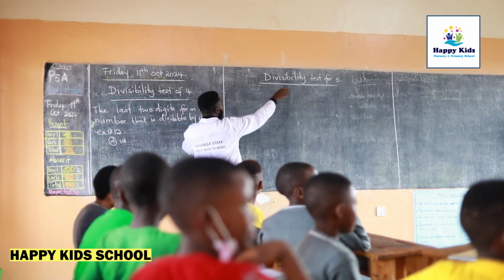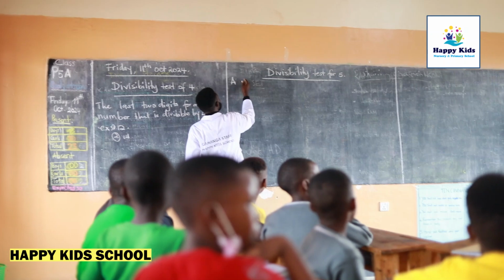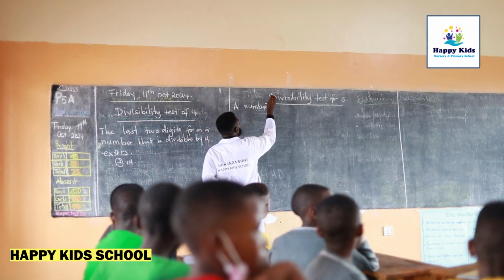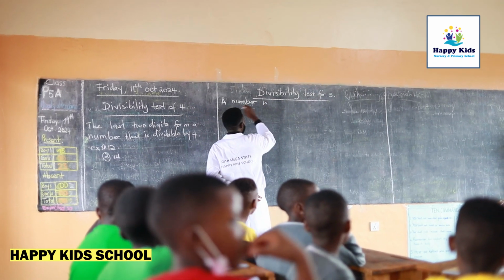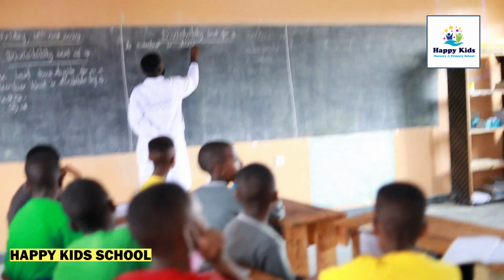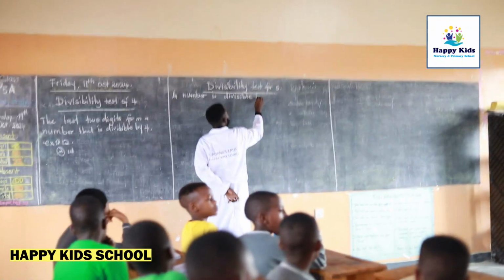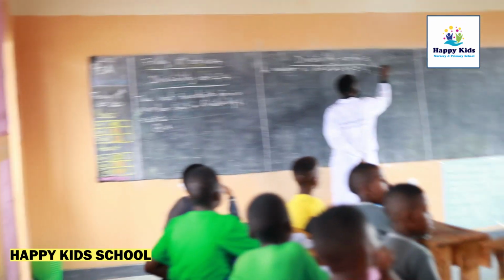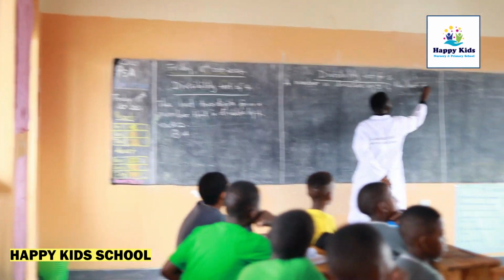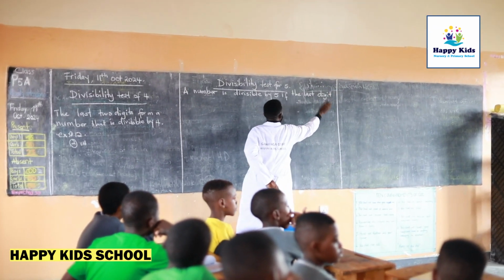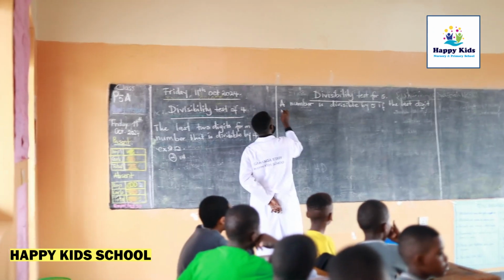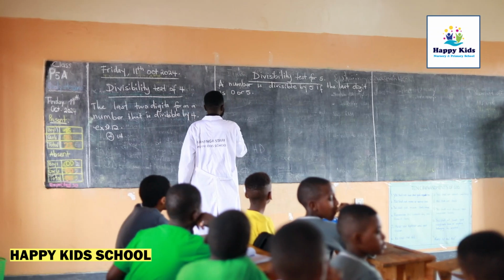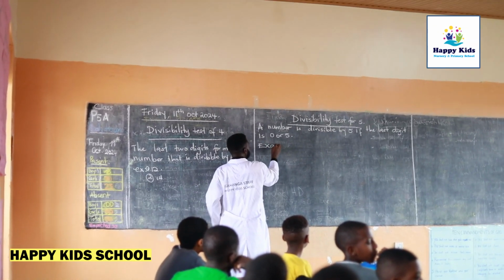So, for a number to be divisible by 5, a number is divisible by 5 if the last digit of that number is 0 or 5. Let us have an example.